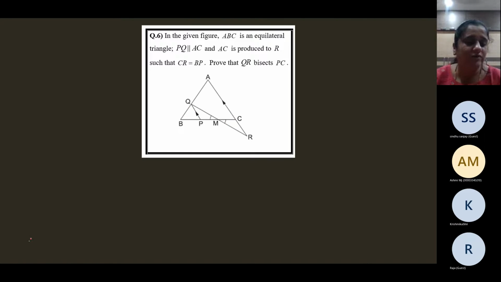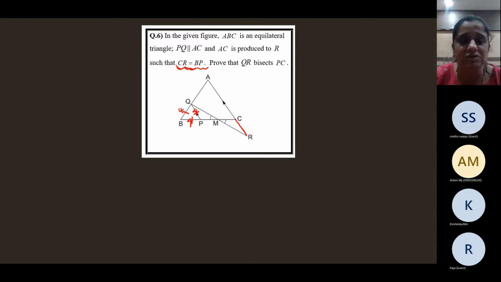Now we know that this side is equal to this side is equal to this side. But we are given one special piece of information: CR is equal to BP. Where is CR? This is CR. Let's take some measure. This is 4 centimeters, this is 4 centimeters, this is 4 centimeters. The equilateral triangle has each side equal to 4 centimeters.